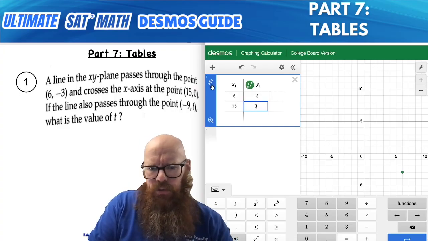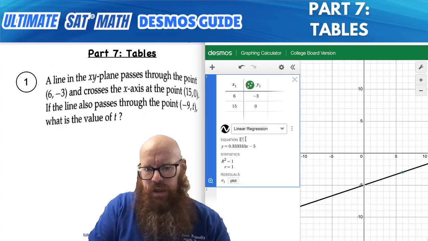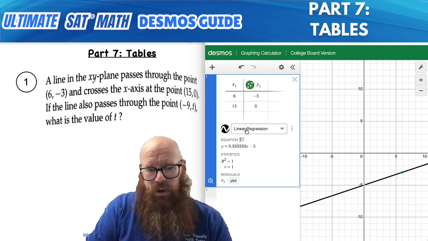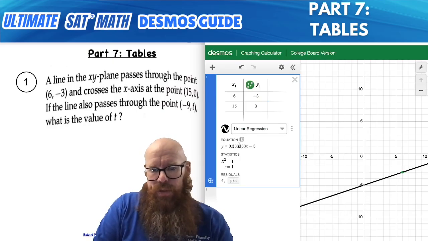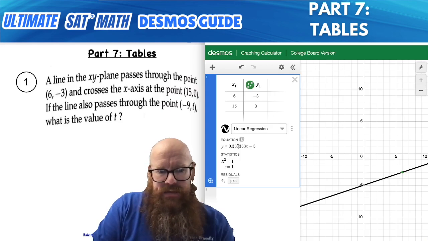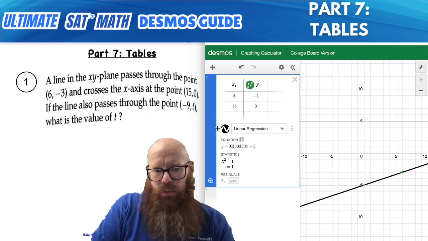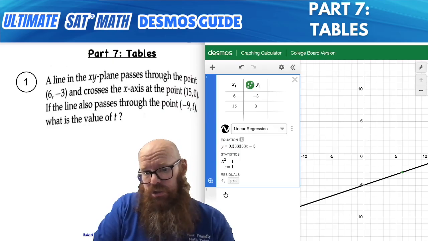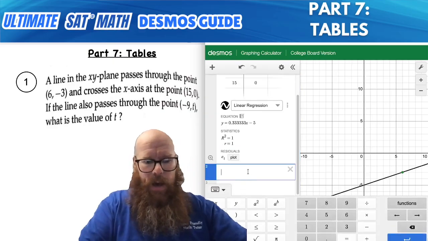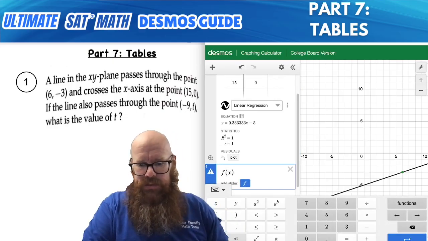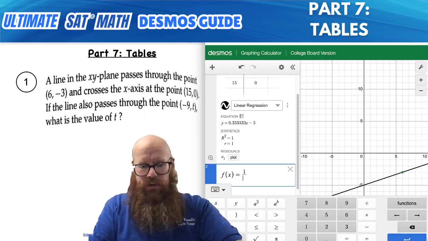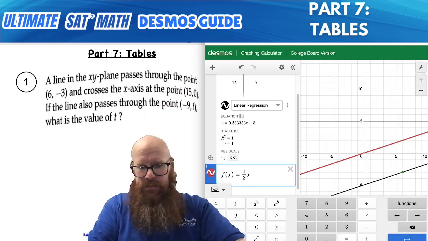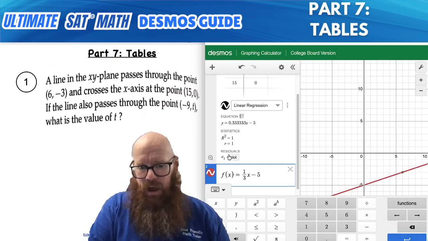And then you hit this little button up here, add regression. I'm going to keep it a linear regression because this is a line, as it tells us. So this is the equation of a line. It says the line also passes through this point. What's the value of t? If you wanted to get a little fancy here, I'm going to turn this into a function, and say f of x equals. And I know that 0.3 repeating is 1/3, so I'm going to make that 1/3 x minus 5, and you can see it's the same line.